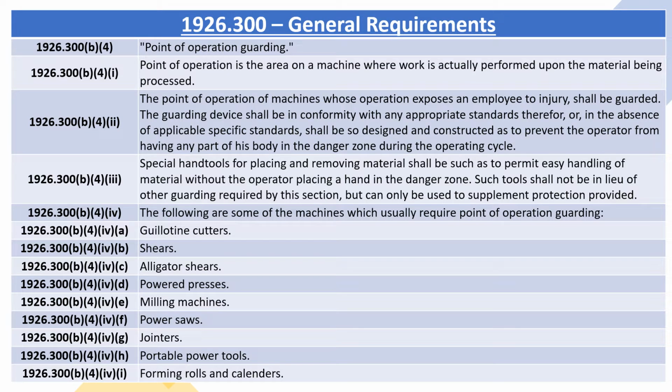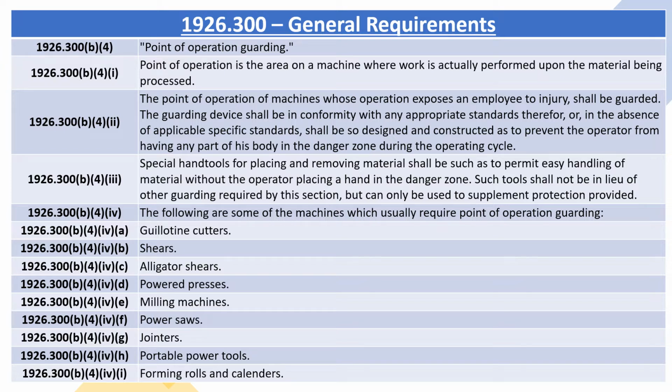1926.300 (b)(4) Point of operation guarding. (i) Point of operation is the area on a machine where work is actually performed upon the material being processed. (ii) The point of operation of machines whose operation exposes an employee to injury shall be guarded. The guarding device shall be in conformity with any appropriate standards therefor, or, in the absence of applicable specific standards, shall be so designed and constructed as to prevent the operator from having any part of his body in the danger zone during the operating cycle.